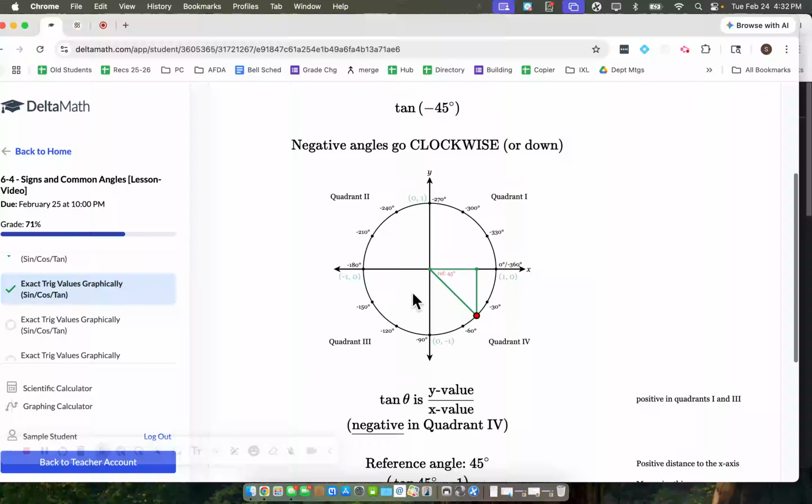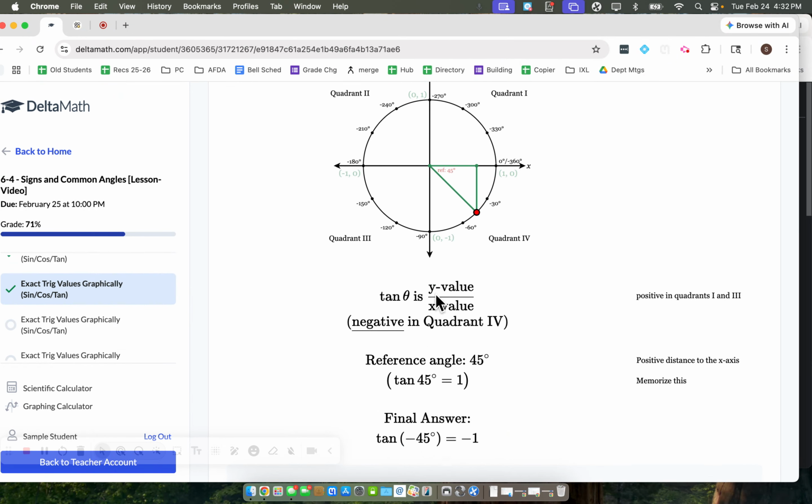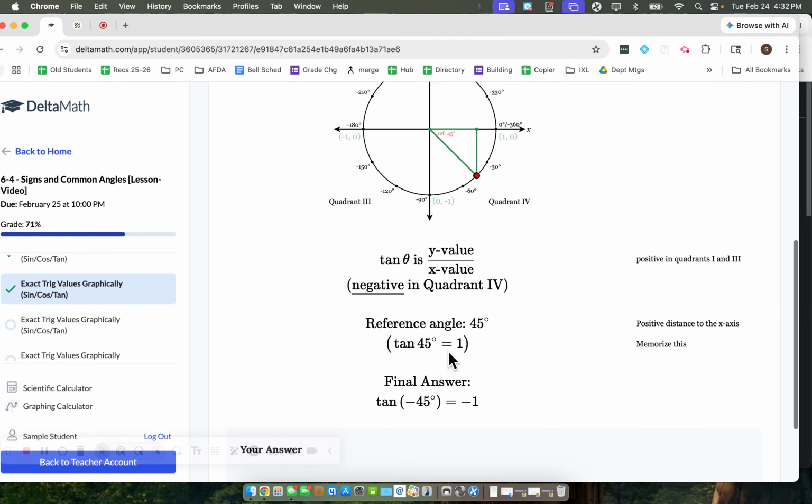Let's see what Delta Math tells you. Go clockwise. We did go clockwise this way, and we stopped here, which is halfway between here and here. That means these two sides are the same. Y value over x value. It's negative down here. We talked about that before. And so reference angle, if we were in this first quadrant, and you're there to compare sides in a normal way, it would be 1. But because you're down here, it's -1.